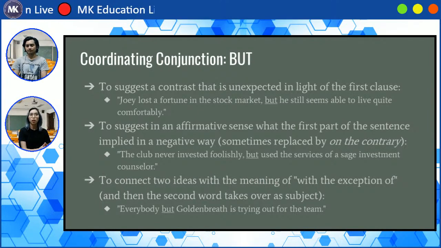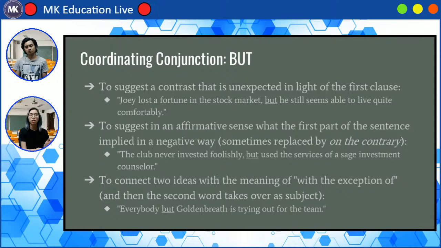The second one, to suggest in an affirmative sense what the first part of the sentence implied in a negative way. So it's like they are opposing, okay? First part of the sentence is negative, and the second is affirmative. Sometimes it is replaced by on the contrary. For example, the club never invested foolishly, but used the services of a sage investment counselor. So the first part is negative and the second is affirmative.